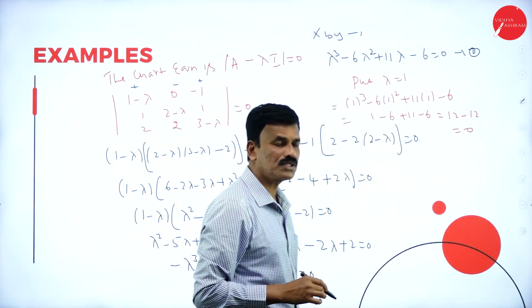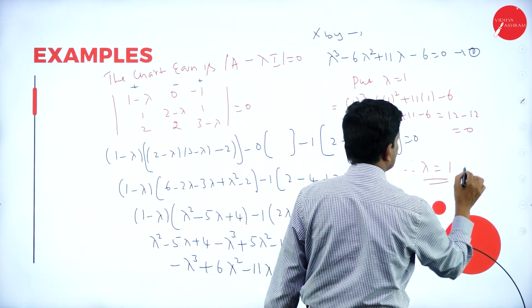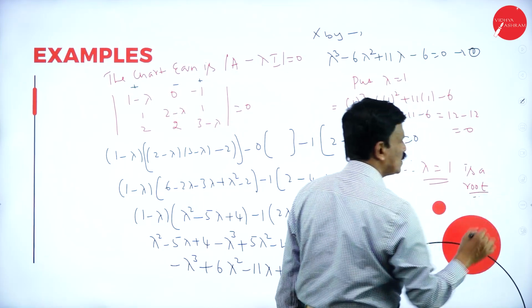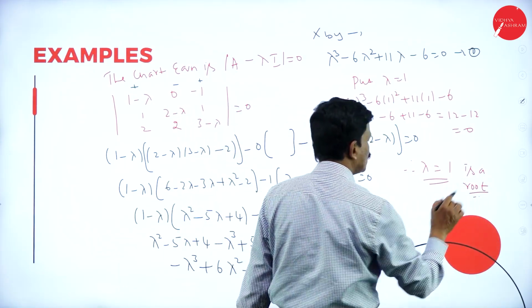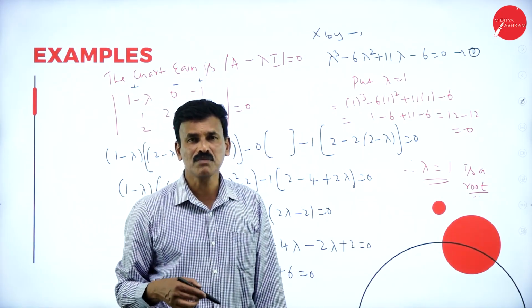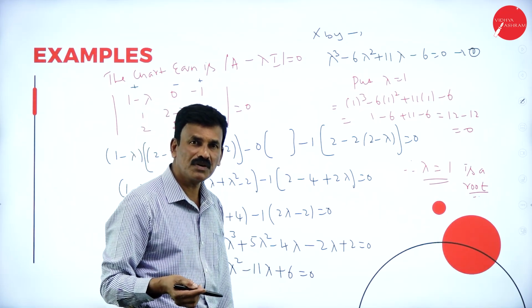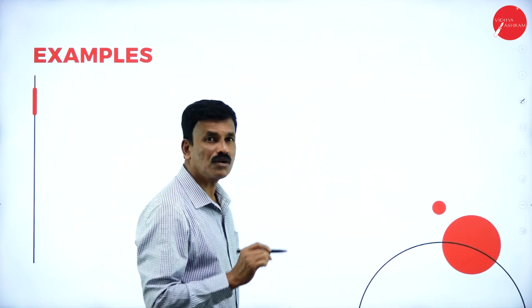Therefore lambda is equal to 1 is a root. Is a root means one value, one eigenvalue. So lambda is equal to 1 is one eigenvalue. Now the second one can be simplified by the method of synthetic division. Now I will go to the next page.